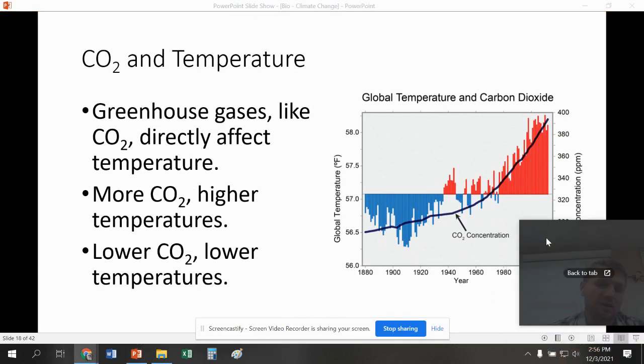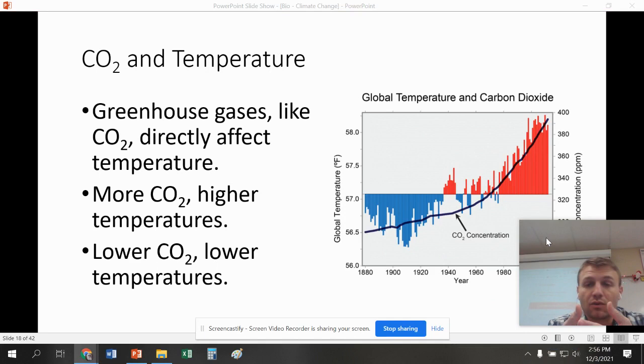So CO2 and temperature. Greenhouse gases like CO2 directly affect temperature. The more CO2, what we typically see is higher temperatures, lower CO2, lower temperatures, and we've seen this for centuries and centuries and billions of years. More CO2, hotter temperatures, less CO2, lower temperatures.